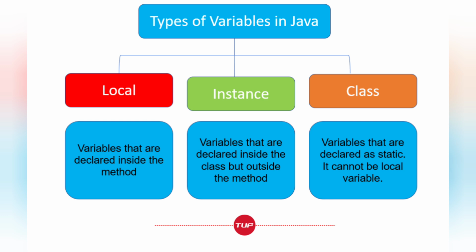So, local variable is defined as the variables that are declared inside the method. Instance variable is defined as the variables that are declared inside the class but outside the method. Class variable is a variable that is declared as static. It can't be a local variable.